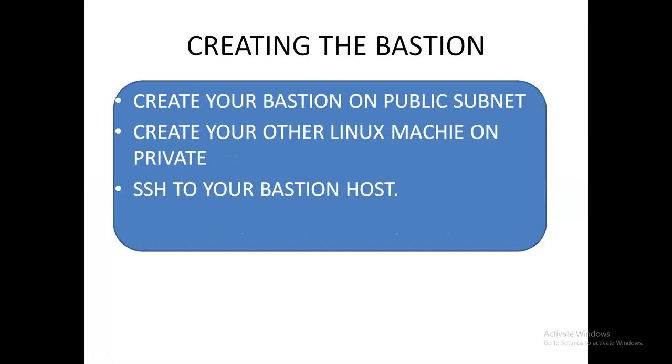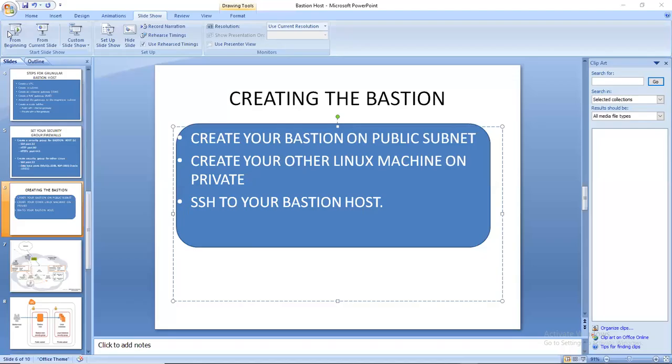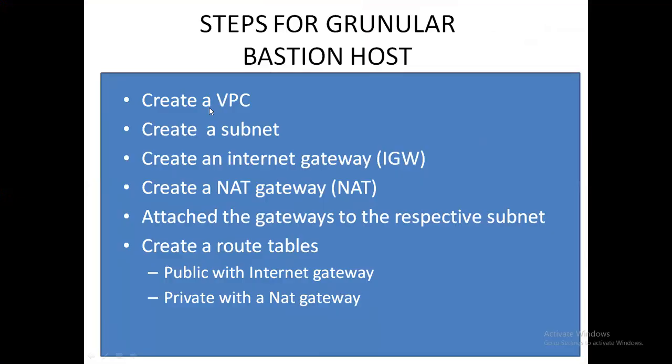We'll create other machines on the private subnet. They will SSH into the BASTION host, and from the BASTION host, we'll SSH to the other machines. This is our infrastructure. There was a little error which I just went to correct. So we're going to create a route table with an internet gateway and a private subnet with a NAT gateway and everything.